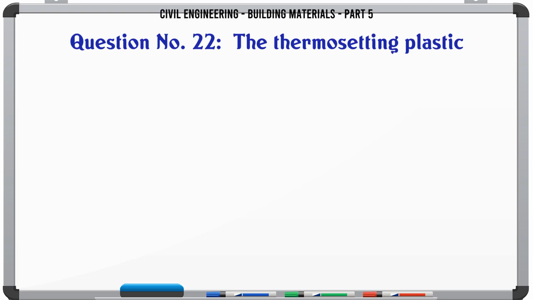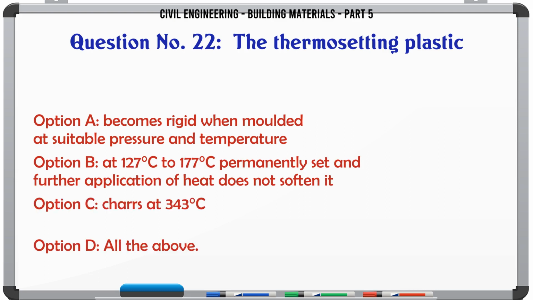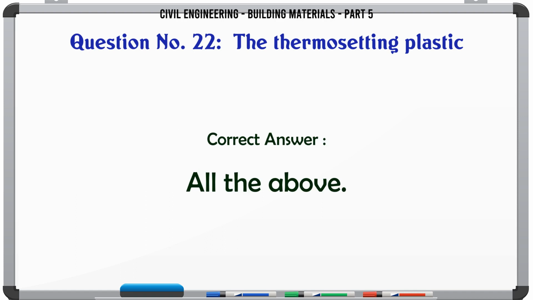The thermosetting plastic A. becomes rigid when molded at suitable pressure and temperature. B. At 127 C to 177 C permanently set and further application of heat does not soften it. C. Chars at 343 C. D. All the above. The correct answer is all the above.